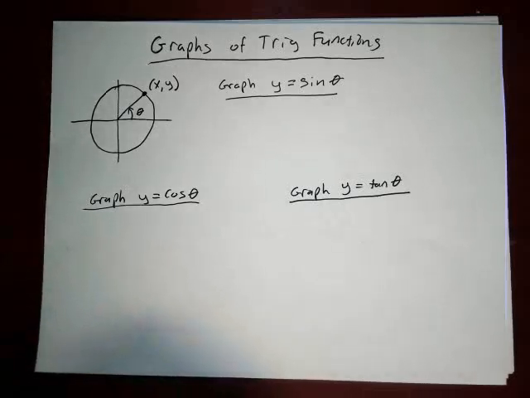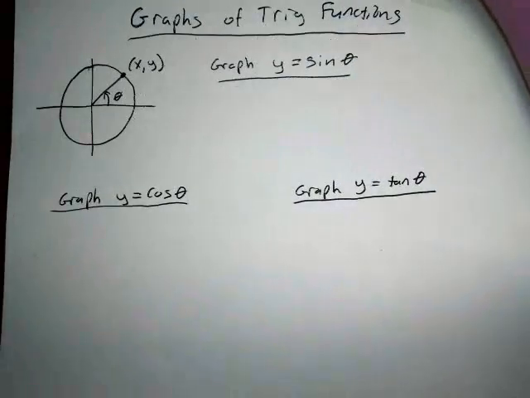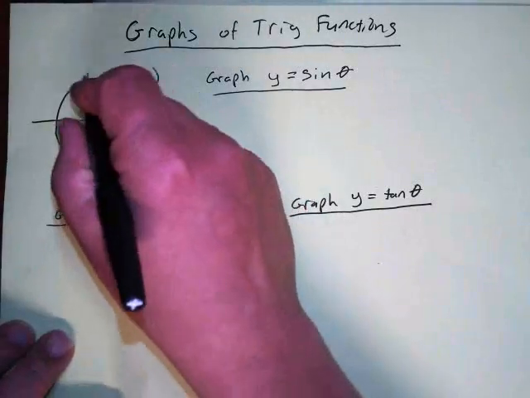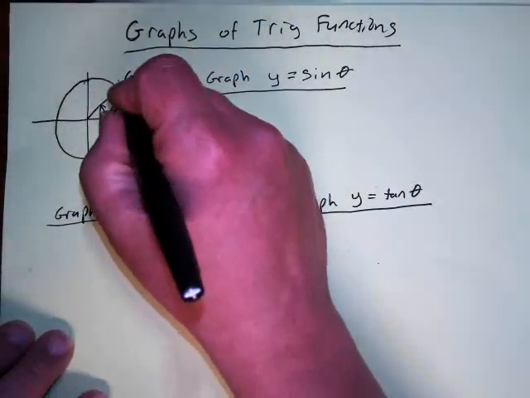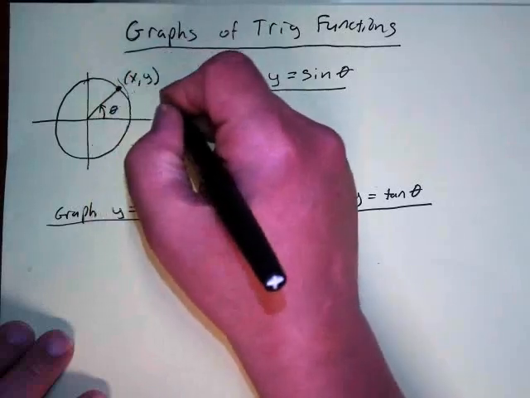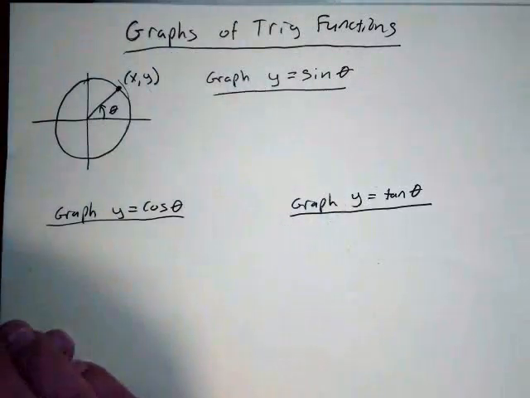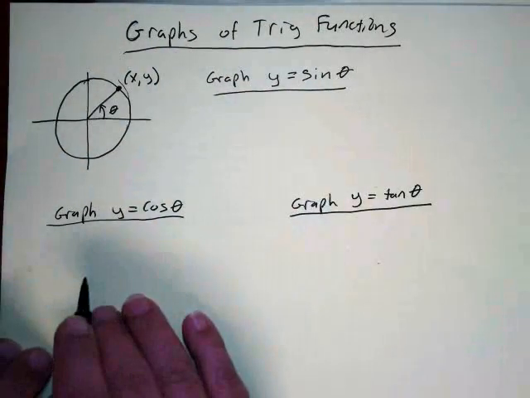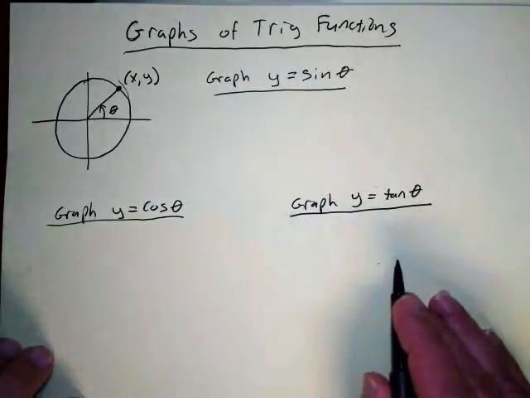We're now going to look at the graphs of trig functions, and I've got a unit circle here. As this thing spins around, for any given theta, it corresponds to a point on the unit circle, and the sine is the y-coordinate on the unit circle, the cosine is the x-coordinate on the unit circle, and the tangent is y over x.